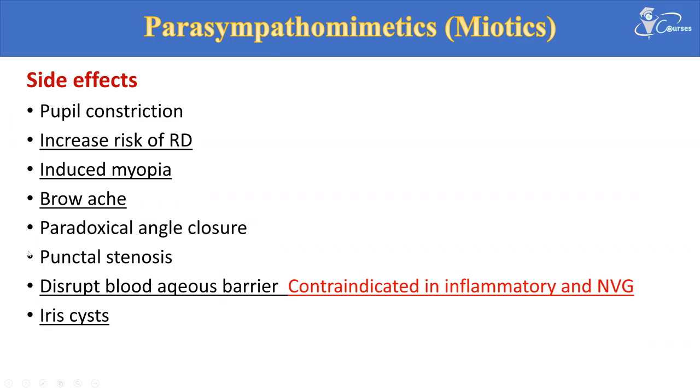It can also cause punctal stenosis. I don't know exactly how this happens. It will disturb the blood aqueous barrier. That's why it is contraindicated in inflammatory and neovascular glaucoma. So remember, miotics and prostaglandin analogs are contraindicated in neovascular glaucoma and inflammatory glaucoma. Also, one of the commonest side effects is that it will induce some iris cysts.